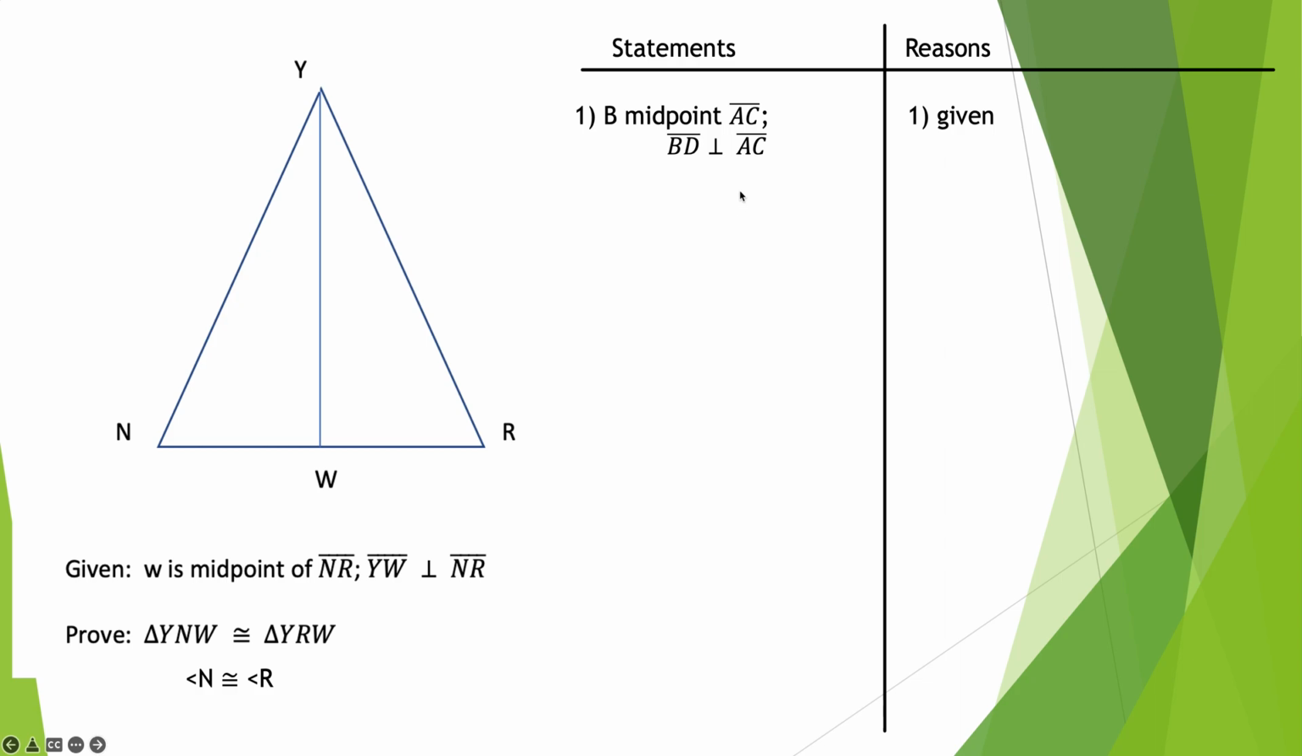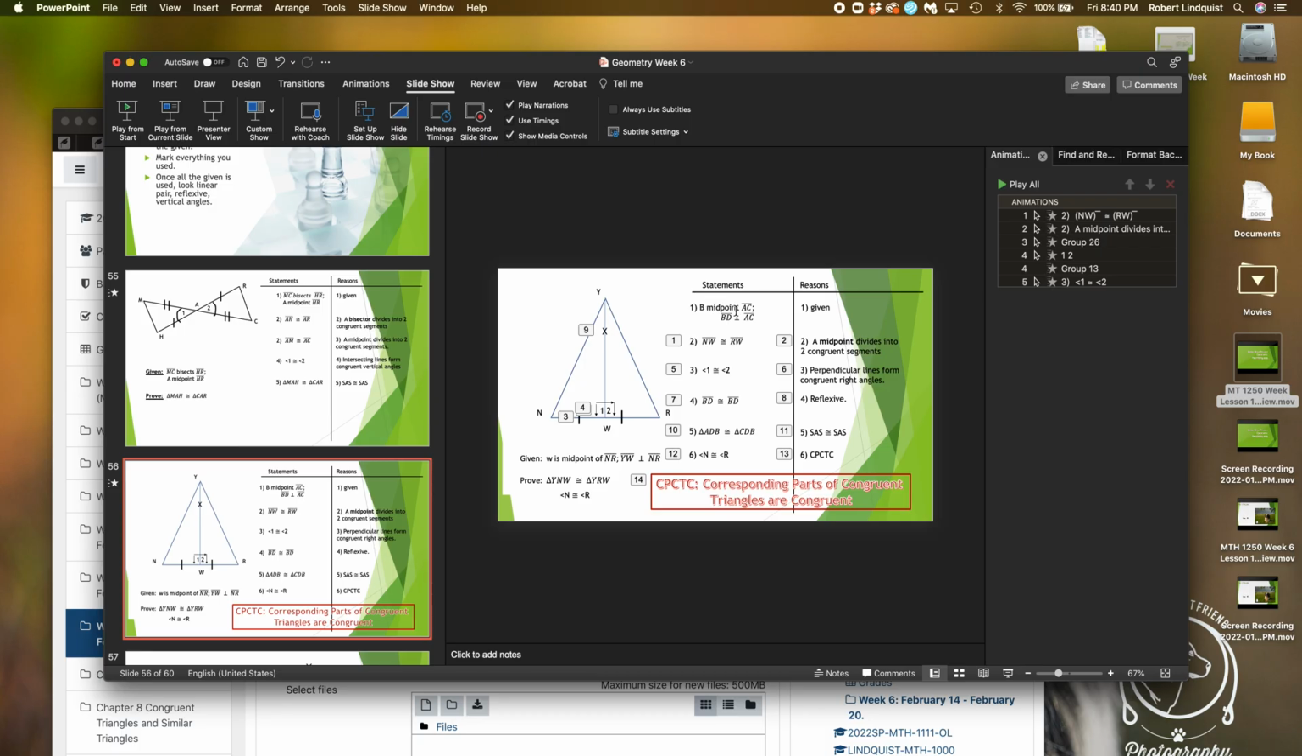Here we have B is the midpoint of AC, which makes absolutely no sense. So I am going to go back and change that. So this should say W is the midpoint of NR, and YW is perpendicular to NR.